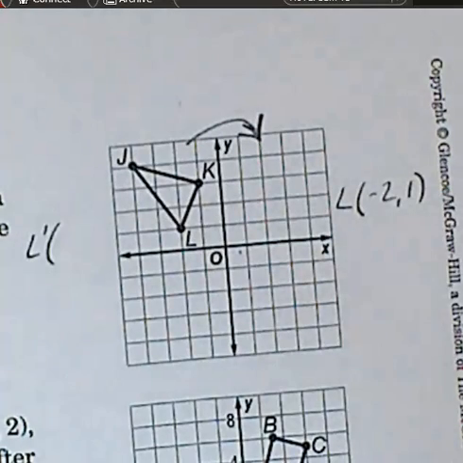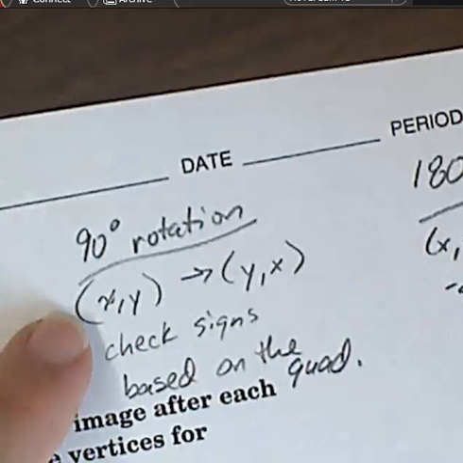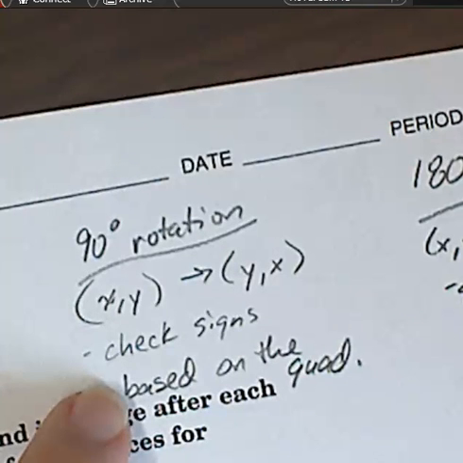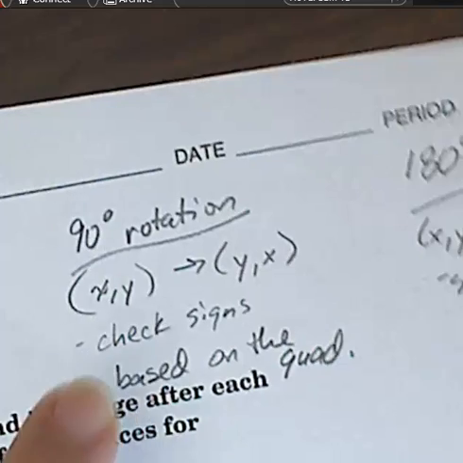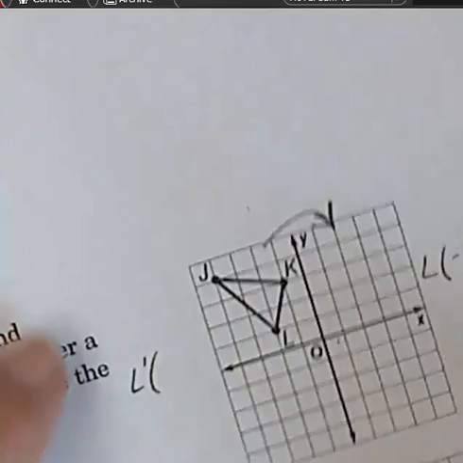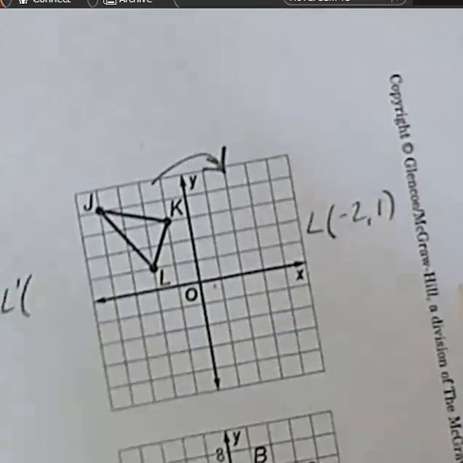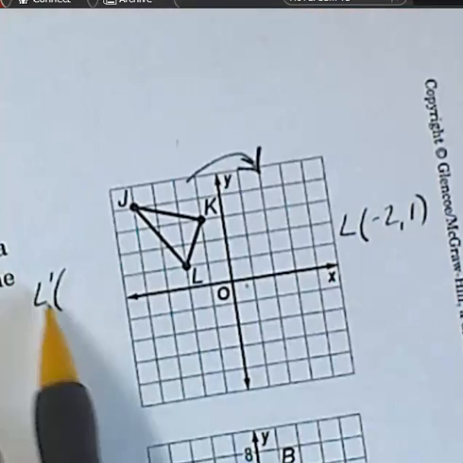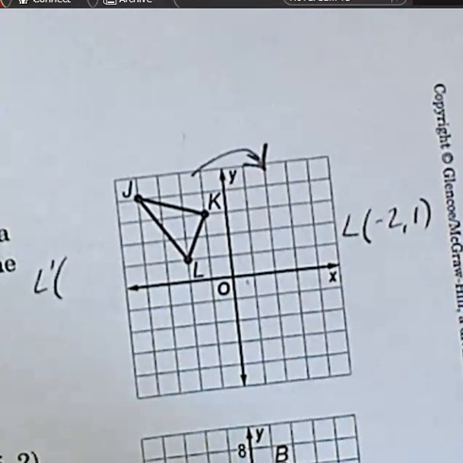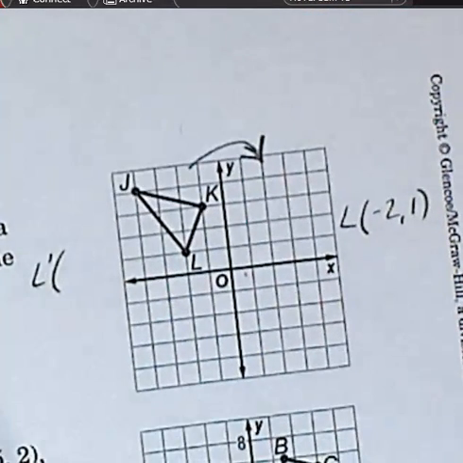L prime, remember I'm rotating 90, my X's and Y's switch. And then are my signs going to be positive or negative or some kind of combination of both for this? If everything ends up in quadrant 1, is everything positive or negative? Everything's positive. So if L is (-2, 1), what's L prime going to be? It's going to be what? Okay, (1, 2).